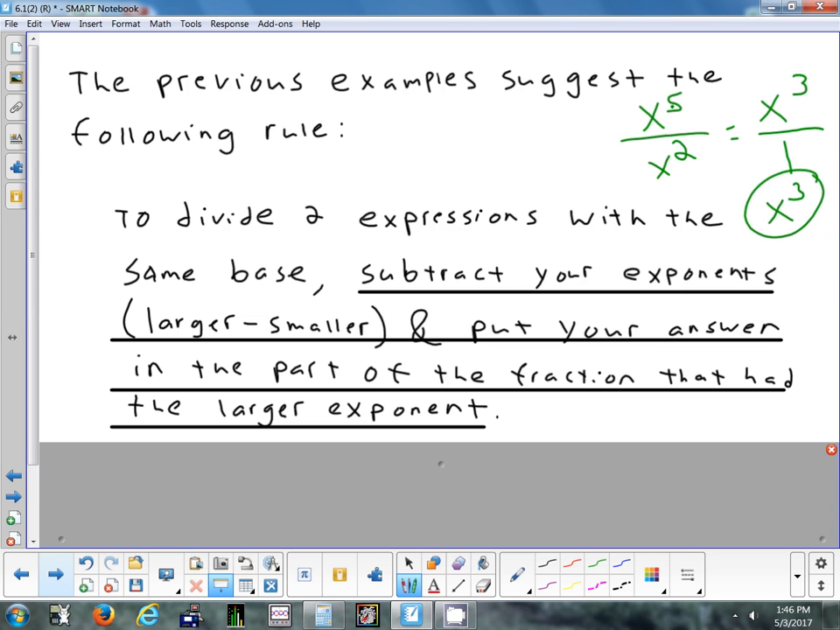So that's one of the rules. That's probably as far as this stuff goes today; that's the only rule we're going to cover. But the rules we talked about yesterday for multiplication are still going to apply. So we're going to subtract your exponents, larger minus the smaller, and put your answer in the part of the fraction that had the larger exponent, just like I did there.